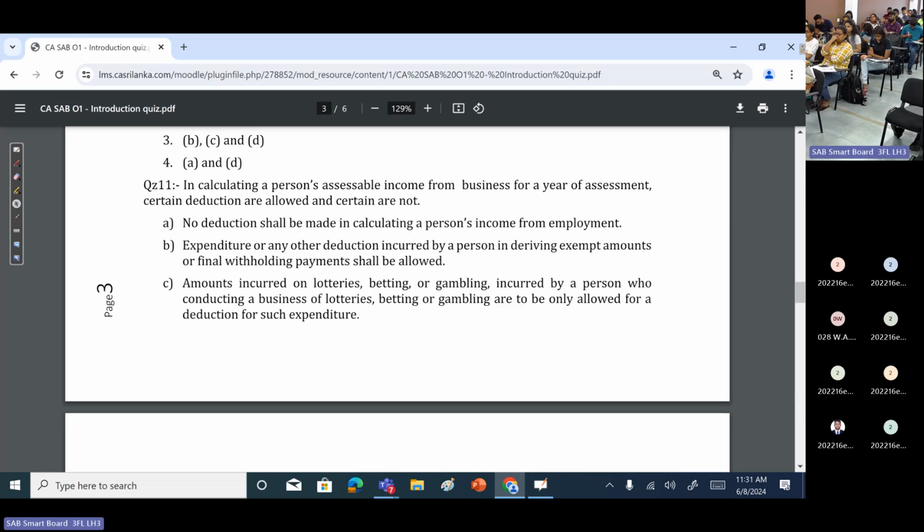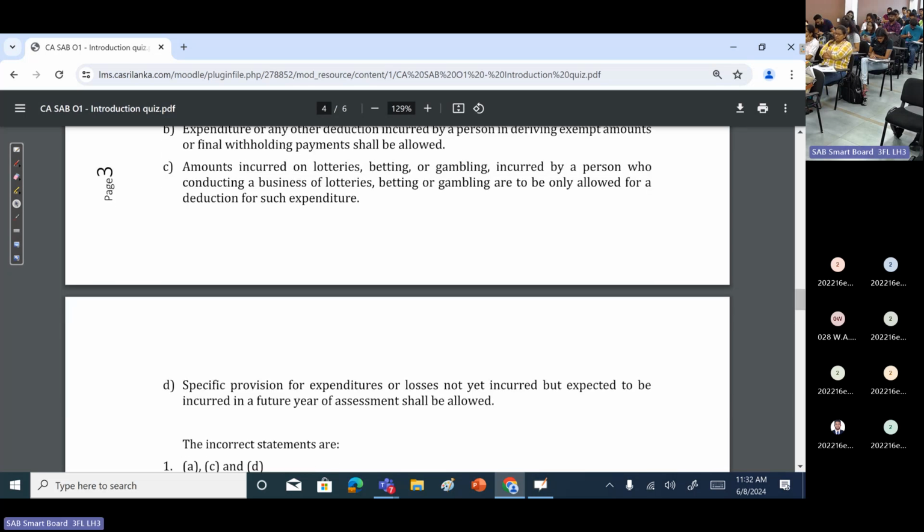The third one says amounts incurred on lottery, betting or gambling by a person who is conducting a business of lottery, betting or gambling are to be allowed for a deduction only for such expenditure. Is that correct? Yes, it is correct. This type of expenditure can be deducted only by a person who is doing that type of business. Others are not allowed. Provisions made as a reserve are not allowed. Losses not yet incurred, future losses, for which we are currently making a provision, are not allowed.